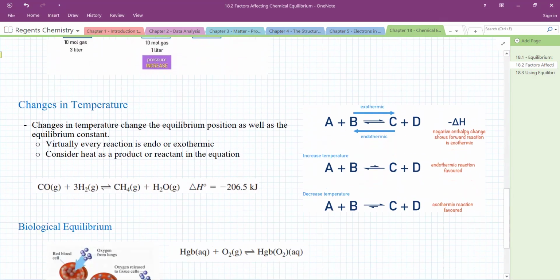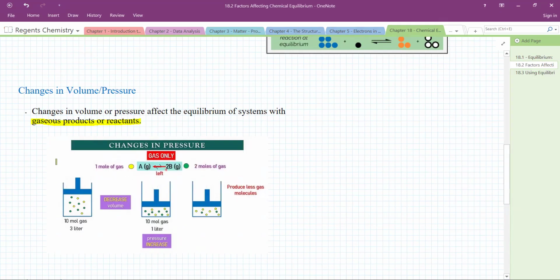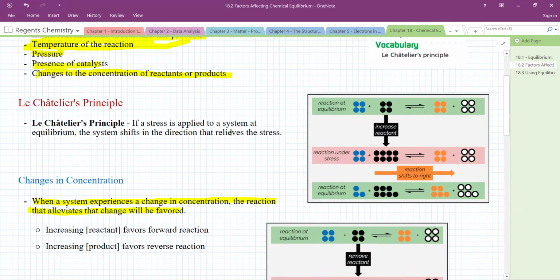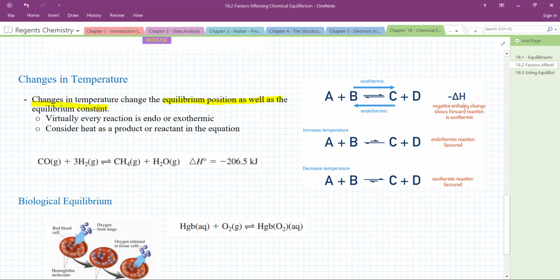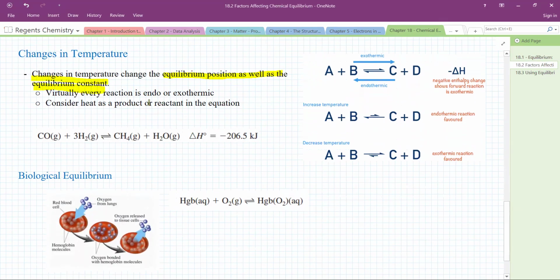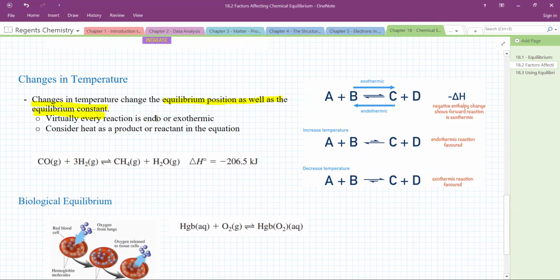Okay. Temperature is an interesting one. Temperature, of course, is going to change our equilibrium position as well as our equilibrium constant. Just a quick reminder, when we were talking about changes in pressure and volume, the equilibrium constant was the same. And when we changed the concentrations, again, our equilibrium constant is the same. But now, once we're changing temperature, we can actually change that equilibrium constant. Virtually every reaction is endothermic or exothermic, which means that we need to consider heat as either a product or a reactant in our reaction. And we'll see how it affects our reaction.